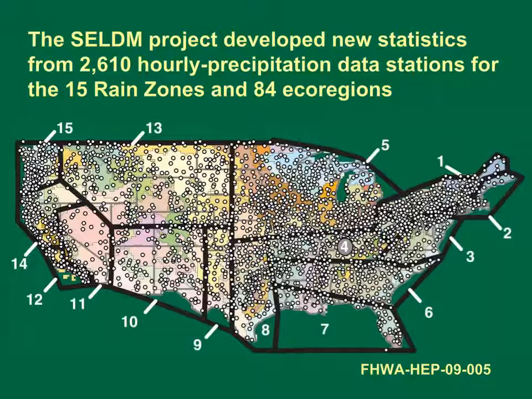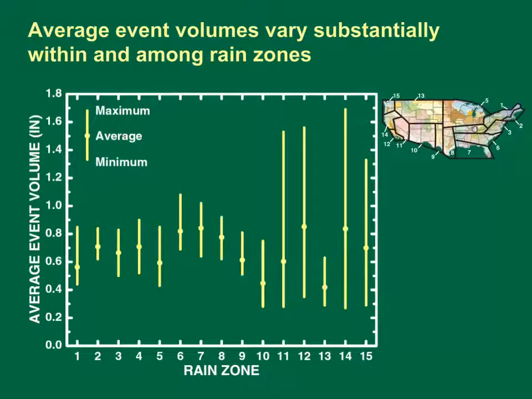There are more than 6,000 stations in the National Weather Service database, but the 2,610 selected stations have at least 25 years of record during the 1965 through 2006 period. In SELDM, you can use the average or median value of all stations in a rain zone or ecoregion, or you can select statistics from nearby sites. This graph, made with values from 2,610 precipitation monitoring stations, shows that there may be substantial variability in the average event volume statistics within and among rain zones.